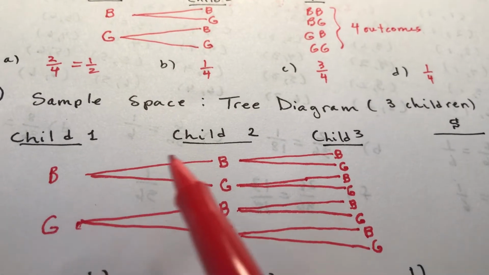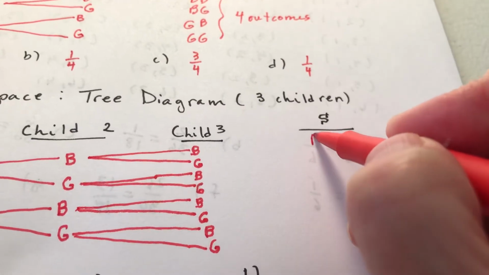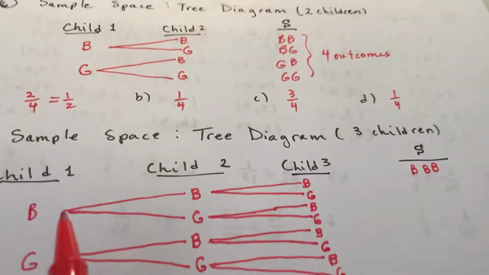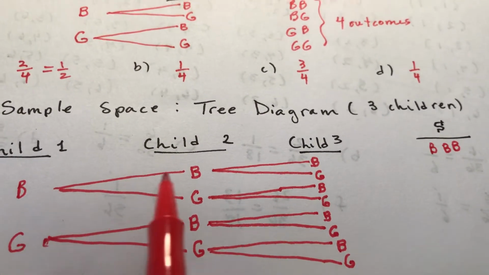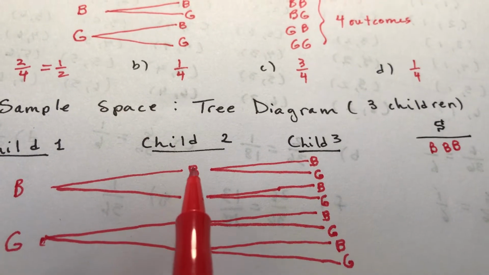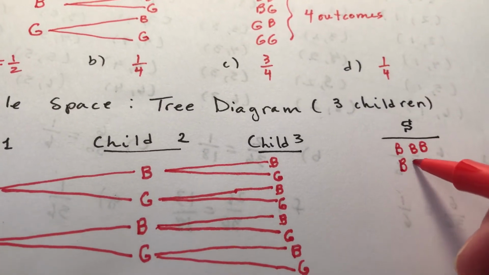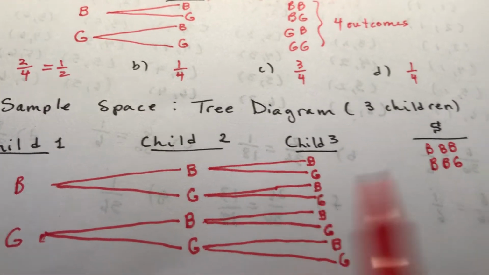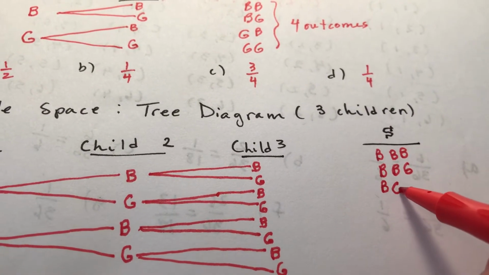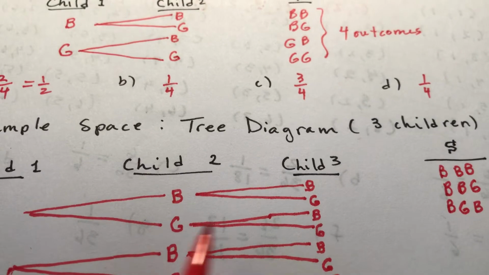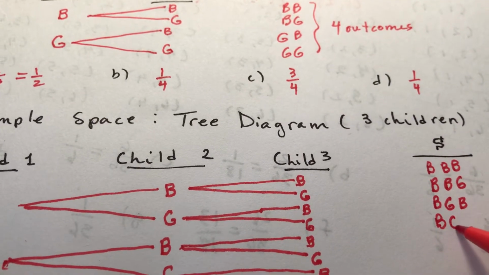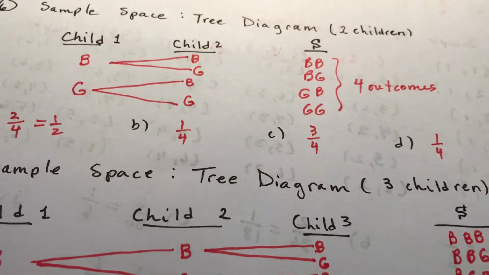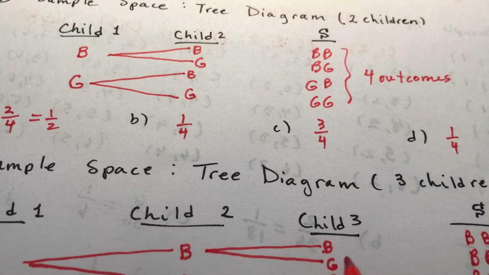And you just go down here: boy, boy, boy. So the sample space, you always want to conclude over here what the sample space is. So boy, boy, boy, then what? I'm not finished with this branch. I could have boy, boy, boy, boy, boy, girl, and then this one: boy, girl, boy, boy, girl, boy, boy, girl, girl. All right, that takes care of if the first child is a boy. I've got all of those.